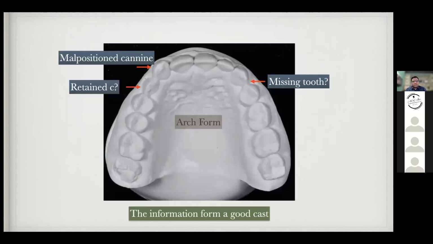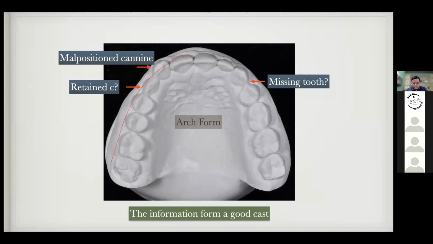See, there is so much information that you can get from a good cast. If you look at just this, there is a missing tooth there. There is a retained canine. Is it a deciduous canine now? There is a malpositioned canine. So where is the lateral there? A lot of questions can be answered by looking at a simple cast.